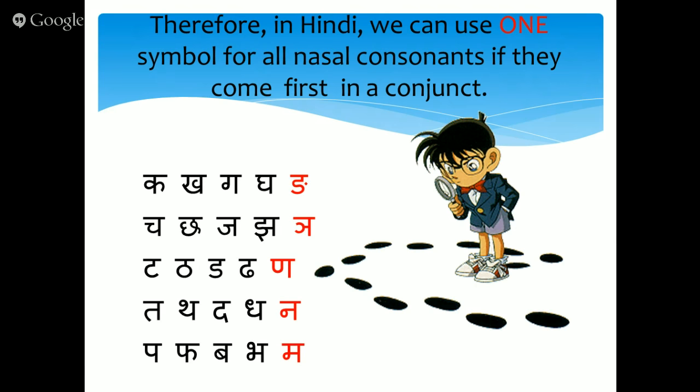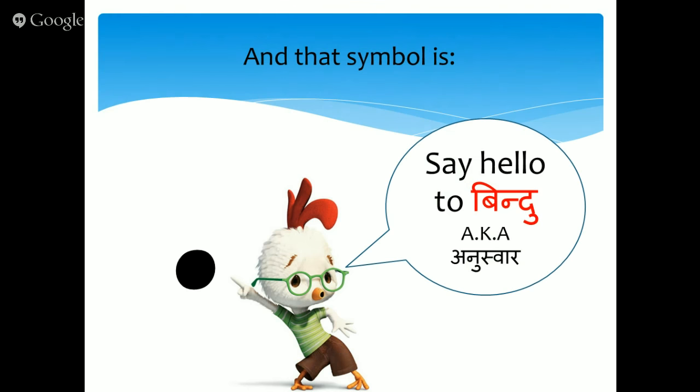So when a conjunct begins with a nasal consonant, one of these 5 nasal consonants here, we're going to use one symbol to represent all of them. Why? Because we know how to pronounce it based on what comes afterward. And that symbol is, what is that? It's Mr. Bindu. It's a dot. All these strange dots lying around in Hindi. Mr. Bindu, aka Anuswar.